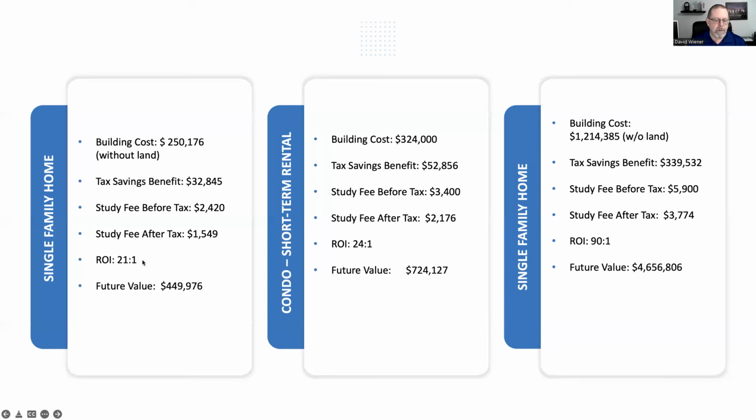The return on investment was 21-1. And if they took that tax savings benefit and they put it back to work and it earned an 8% return on it, which is not crazy, that's a decent return, the future value of that $32,000 savings by the end of the property is $449,976.